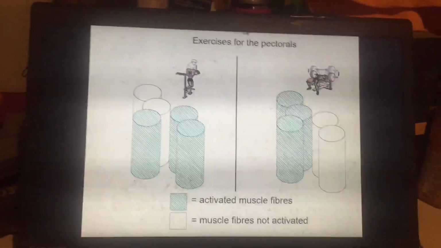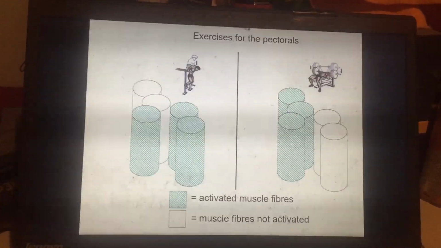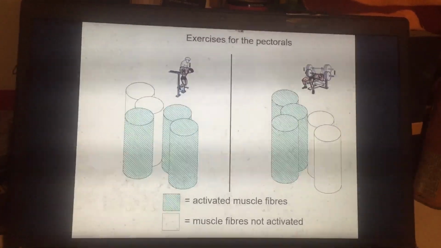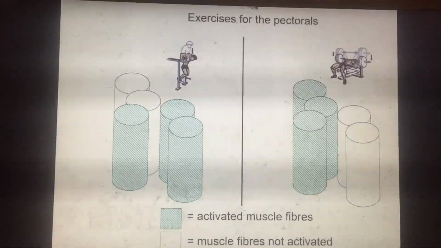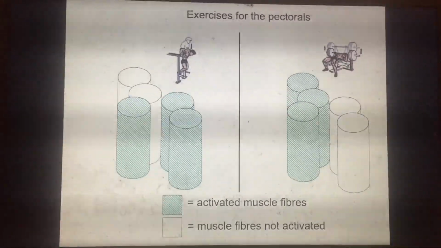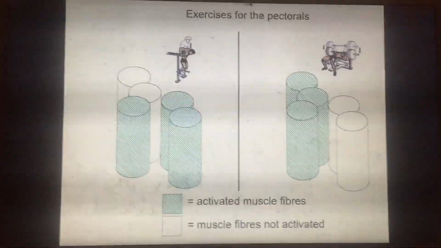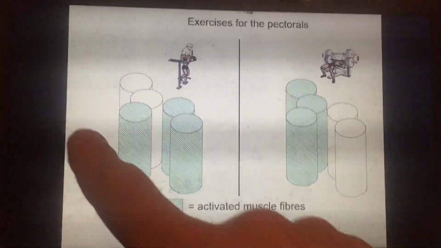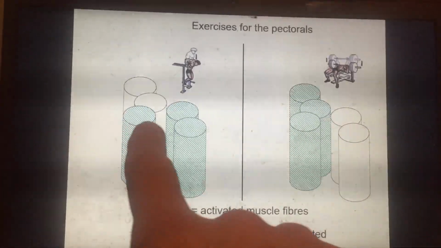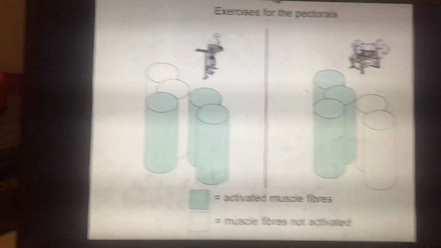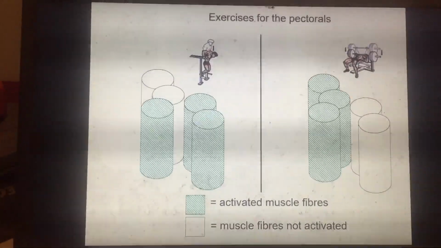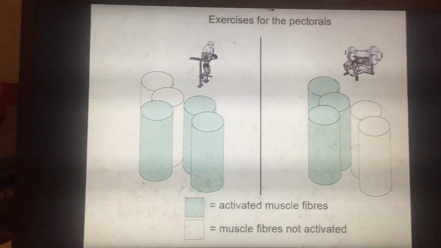This is another example of incorporating variety. So we have two exercises. One is the dip exercise on the left-hand side, and the other one is the bench press on the right-hand side. Both train the chest muscles or the pectorals, but I'm trying to schematically represent the muscle fibers that are recruited in each exercise. So each exercise will recruit a different set of muscle fibers within that muscle group.